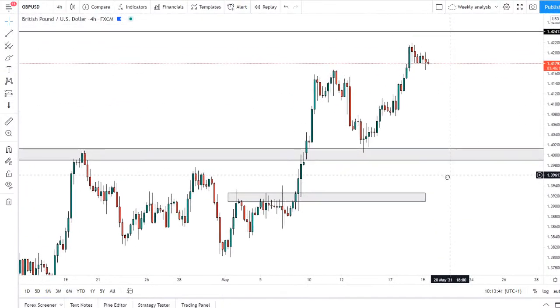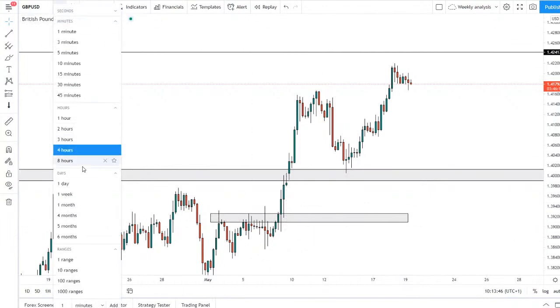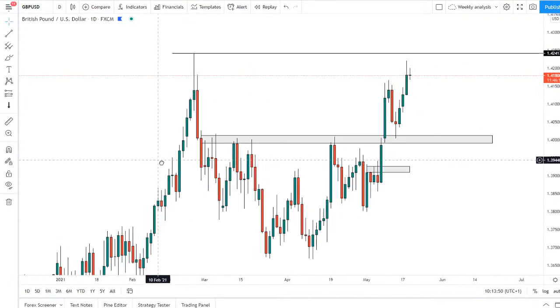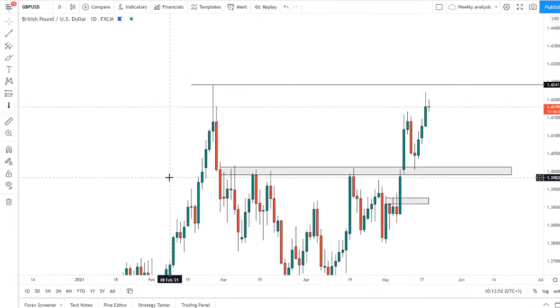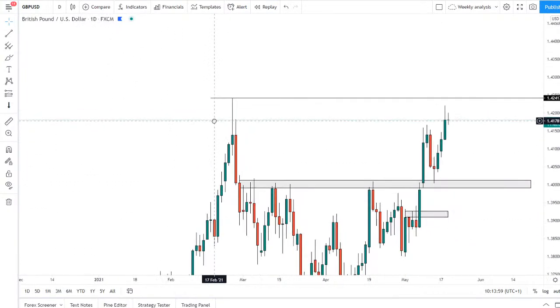GBPUSD, this one as well looks like it wants to have a bit of retracement. We did see a big push to the upside recently. Again, say with EURUSD, you can see we're back into this area. I'm still expecting to see some new highs for GBPUSD potentially by the end of the week. We are not too far away from that area there, around 1.42400.